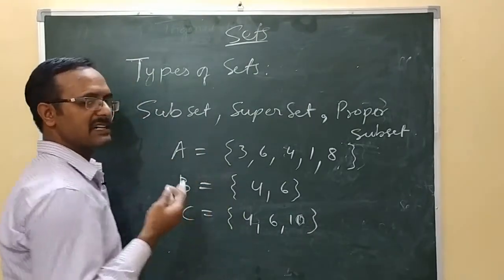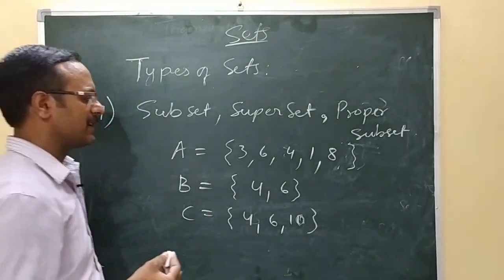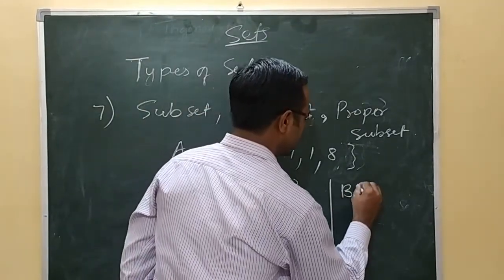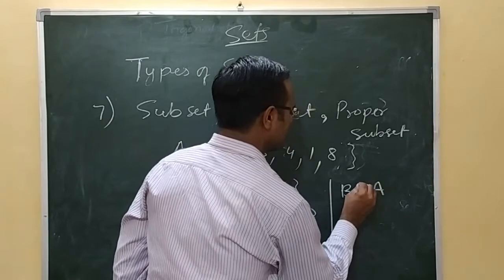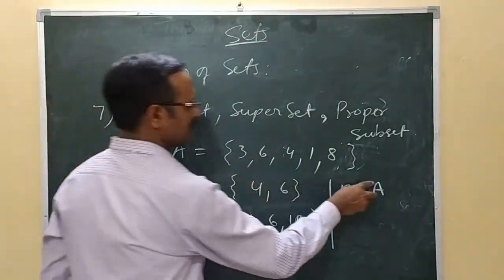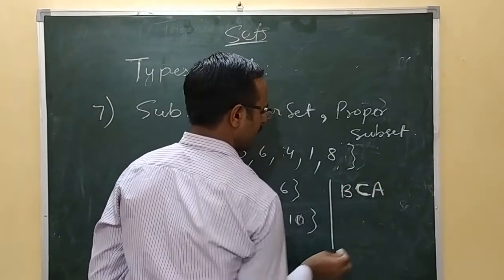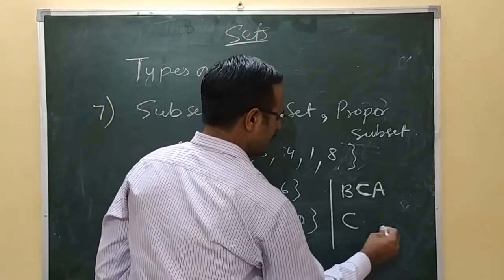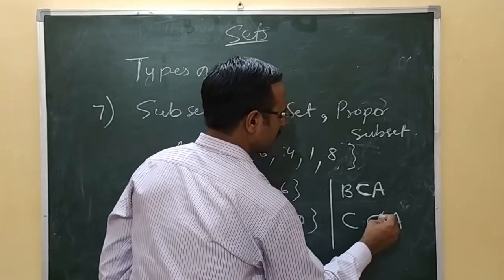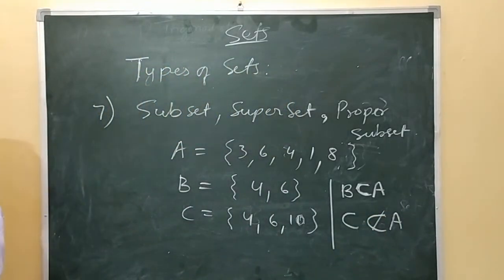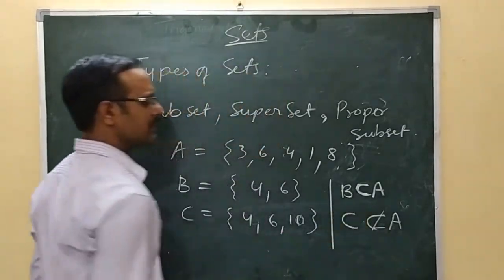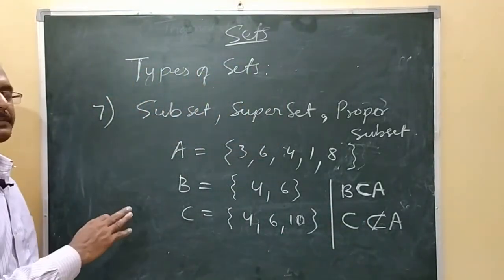Now how do you represent the subset? We use the symbol like this. We can show that B is a subset of A. This is the representation for subset. But C is not a subset of A, so we will represent it by putting this symbol and putting a cross across it. So C is not a subset of A. So these are the representations of subsets.